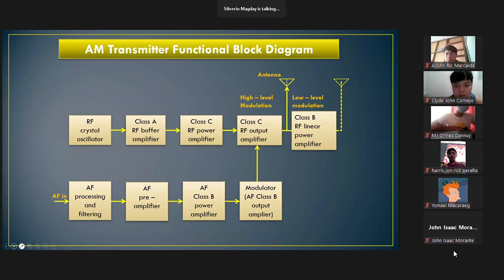If you're to analyze, in a high-level transmission, yung powers ng carrier and the modulating signal are being amplified, and may mga amplifier before applying them to the modulator stage. Low-level modulation naman, the powers of the two input signals are not amplified. So the required transmitting power is obtained from the last stage of the transmitter, which is the Class C power amplifier. Pag sa low-level modulation or low-level transmission.